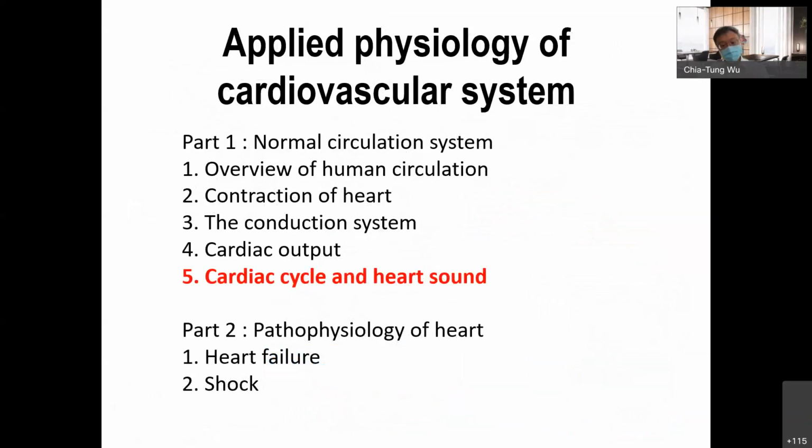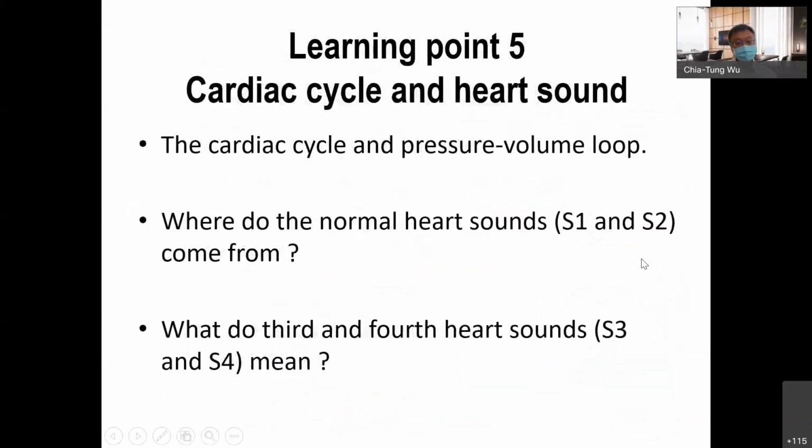Okay, then we go to the next session. We go to the cardiac cycle and heart sound. In this part, the learning points include the cardiac cycle and pressure volume loop. Where do the normal heart sounds come from? And what do third and fourth heart sound mean?